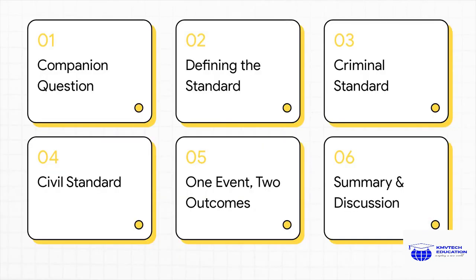Okay, let's dive into this. We've got 6 clear sections on our agenda today. We'll start with the companion question, move into defining the standard, look at the criminal standard, then the civil standard. After that, we'll explore one event, 2 outcomes, and wrap up with a summary and discussion.